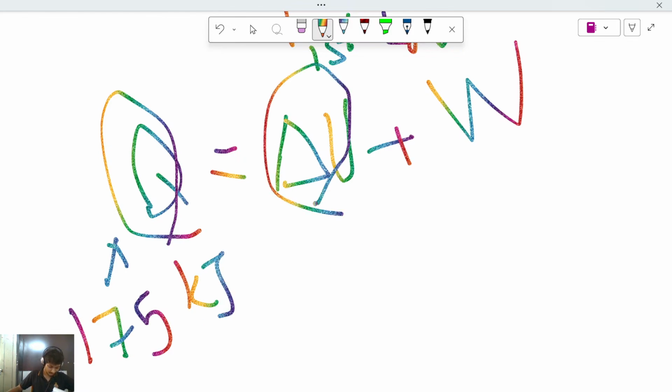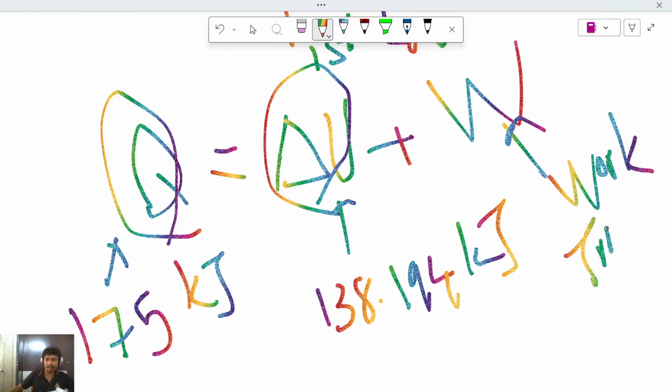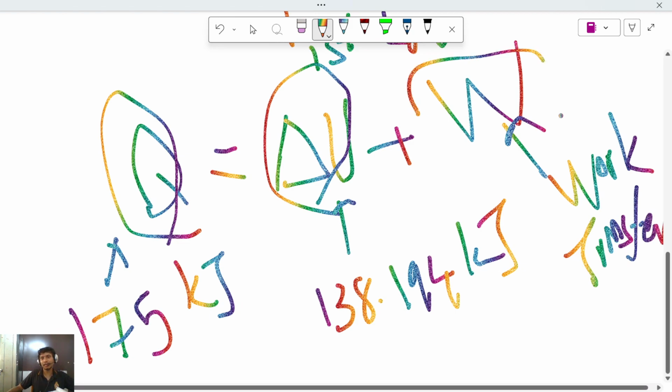Delta U: in the last video we discussed that delta U is the internal energy, that is 138.194 kilojoules. This is the internal energy of the gas. W is the work done. This is the work done or work transfer. We can say it in many ways. Work W means work done or work transfer, all are the same.